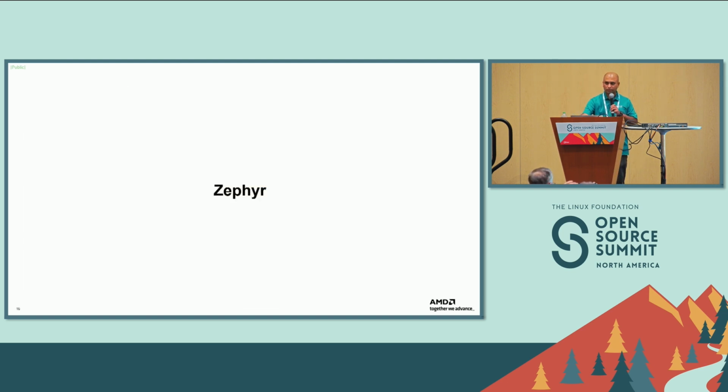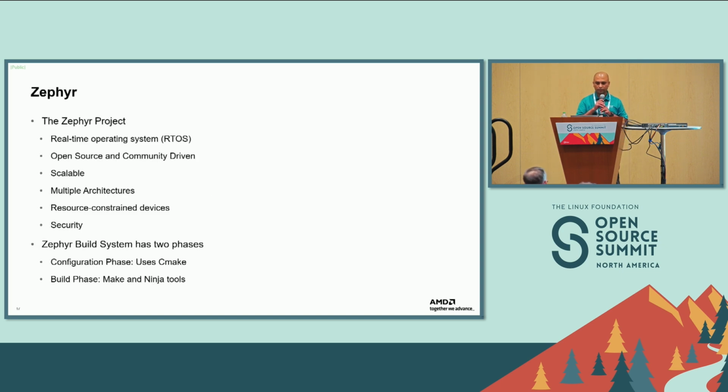Next, we're going to talk a little bit about the basics of Zephyr. Zephyr is a scalable real-time operating system developed by the Linux Foundation, and it is mainly focused on resource-constrained devices. It also supports multiple hardware architectures, it is community-driven, and it also supports security for the Zephyr operating system.